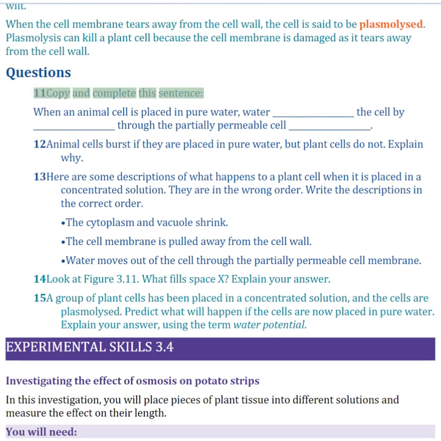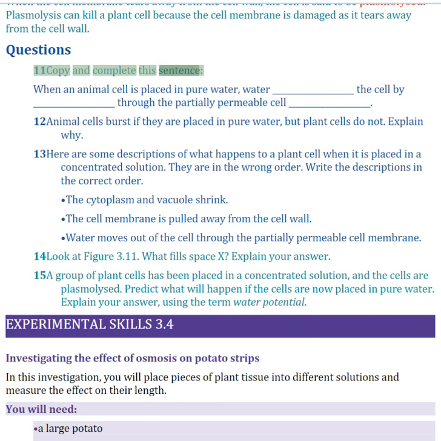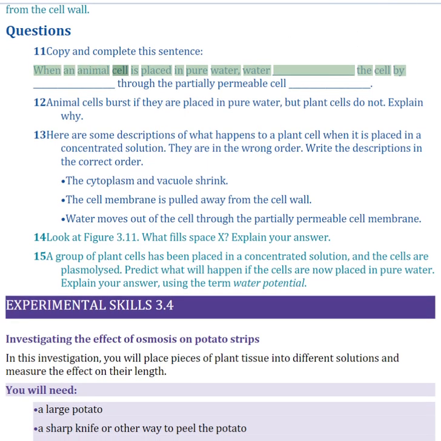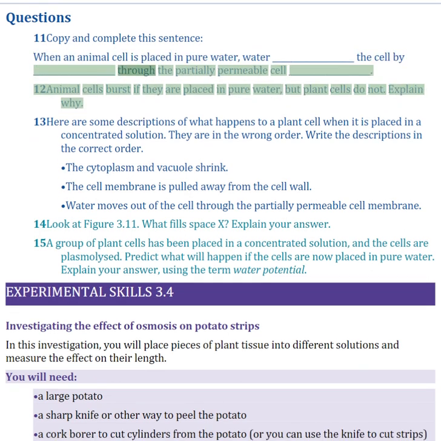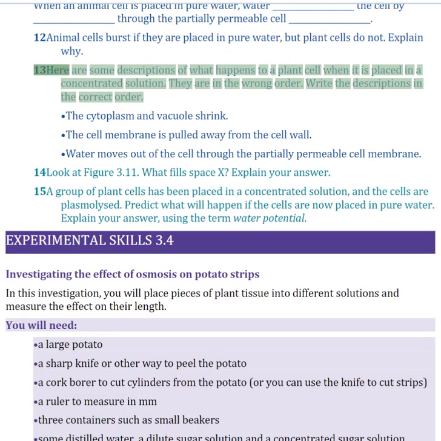Questions. 11. Copy and complete this sentence. When an animal cell is placed in pure water, water the cell by, through the partially permeable cell. 12. Animal cells burst if they are placed in pure water, but plant cells do not. Explain why. 13. Here are some descriptions of what happens to a plant cell when it is placed in a concentrated solution. They are in the wrong order. Write the descriptions in the correct order.